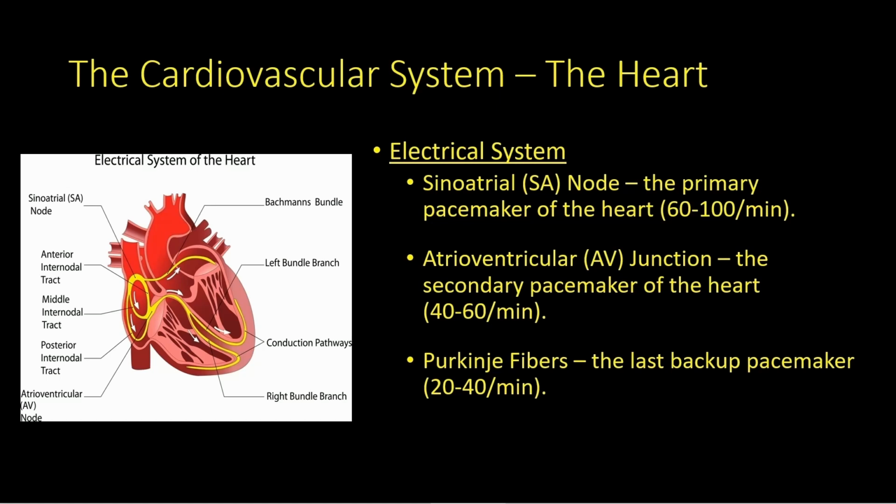So typically we think of the three pacemakers almost as quarterbacks. We have the starting quarterback, the SA node. He may have a 60 to 100 passer rating. Great. But if he gets hurt or something happens or he goes down or he's not feeling well, we have a backup, and that backup that will step into the game is our AV junction. And he's not as good as the starting quarterback, but he can still keep a 40 to 60 passer rating, so it's a little bit better. Okay, great. Now, if something happens and he goes down, well, then we may have the Purkinje fibers come in.